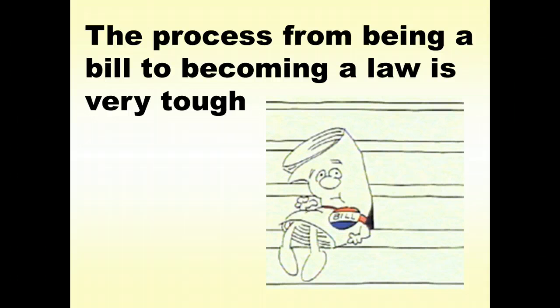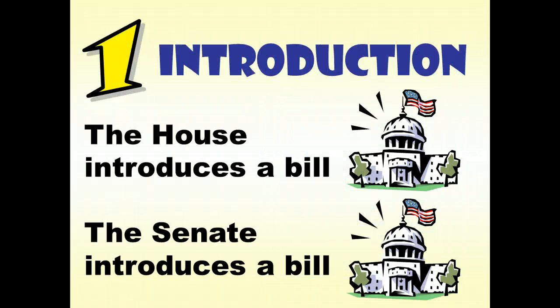So we're going to talk about the 8 steps. These are very general steps, but again, remember that these need to be in order. All right, so the first step is the introduction. Someone has an idea, a concept for a law that they would like to see happen. They write it up as a bill. It's written in very legal terms and jargon, and then it's introduced to either the House or the Senate.